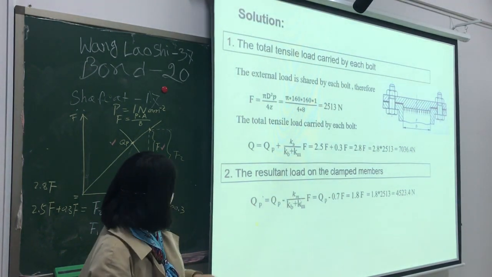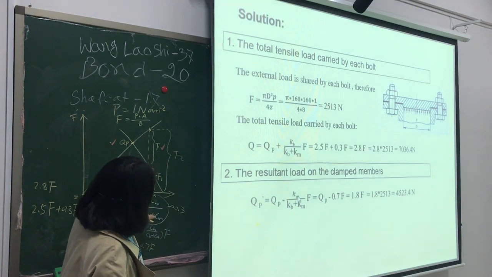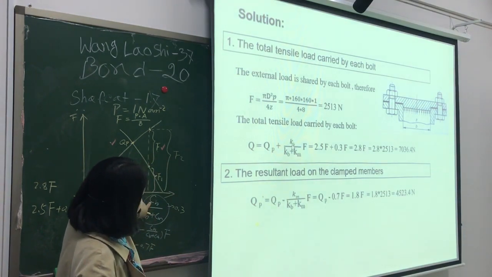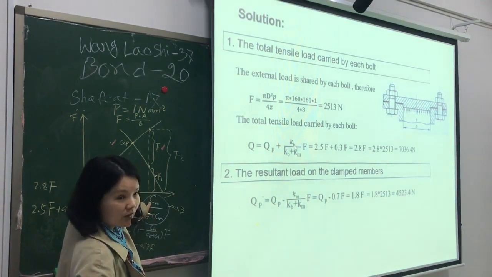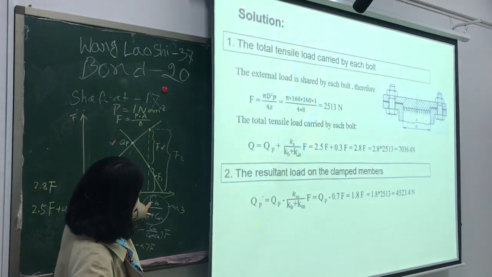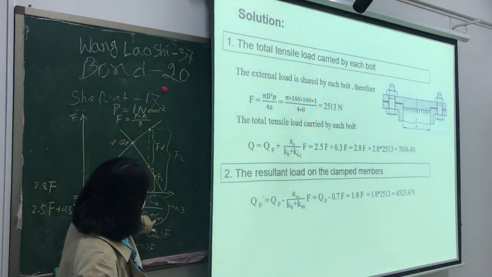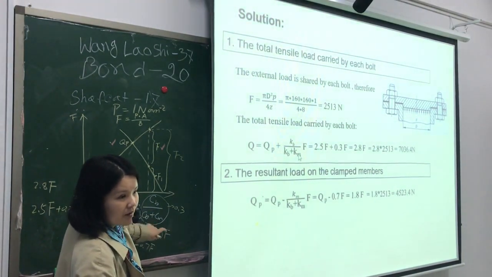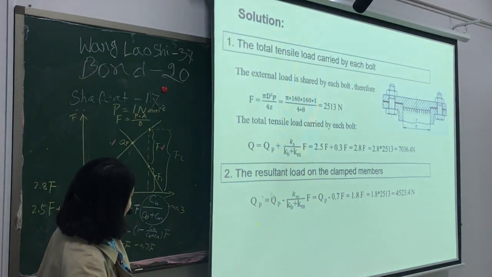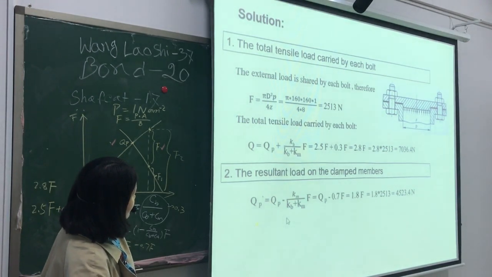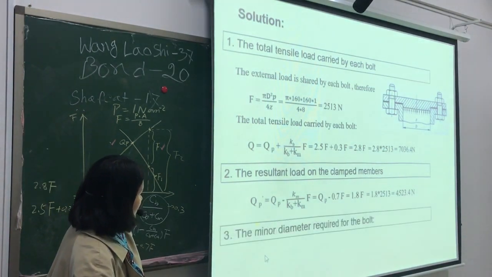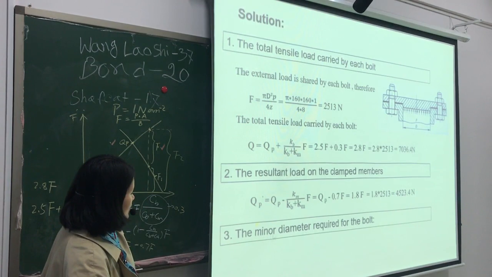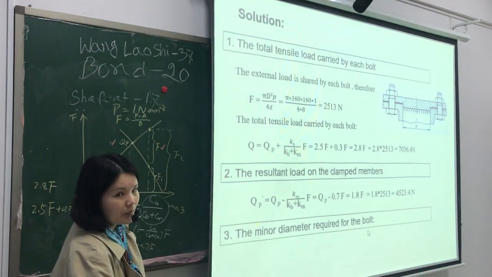Kb is the Cb, the stiffness of the bolt. And Cm is the Km, the stiffness of the members. Okay, calculate the QP, and then we calculate the minor diameter required for the bolt.